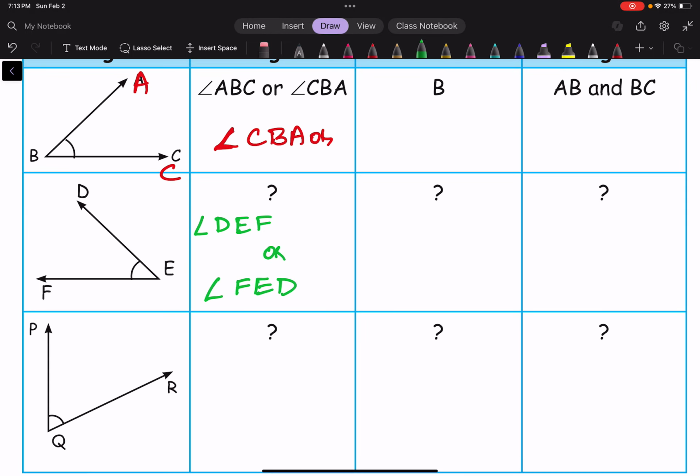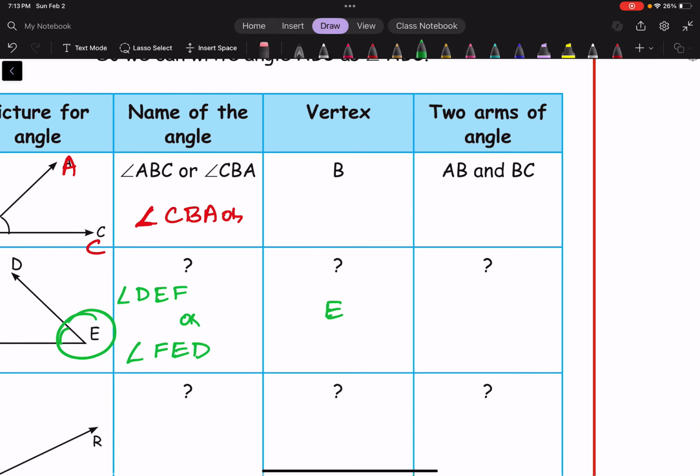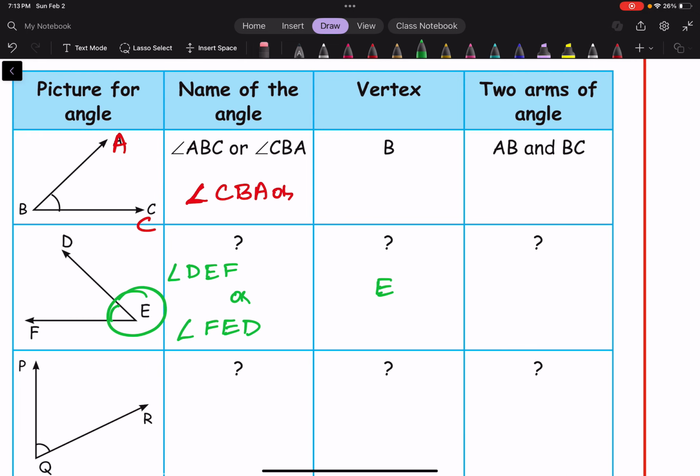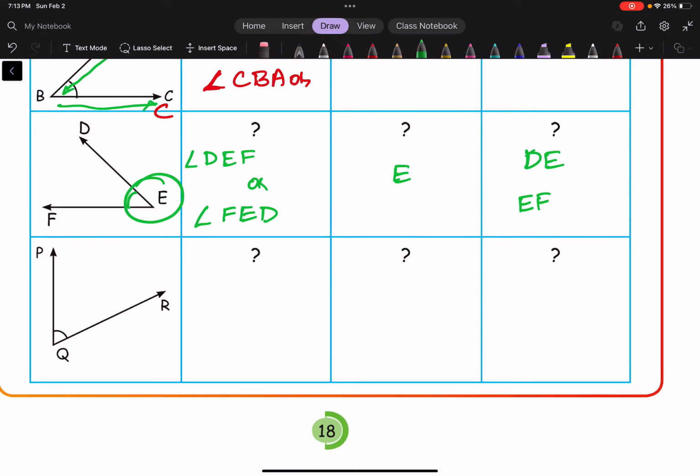So what's the vertex? The vertex is where the angle is marked, right? So E is the vertex. And what is this? The arms of the angle. So there are two arms. In the first case, we had A and B as one arm, the first line, a stick you can assume, and B and C as the other arm. Like in this case, D and E is one arm, and next, E and F is the other arm.